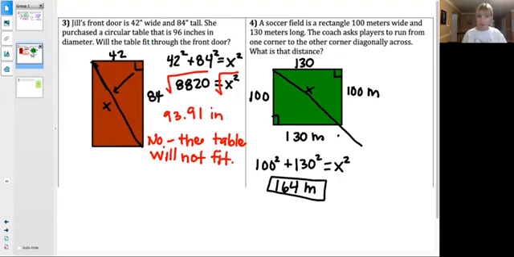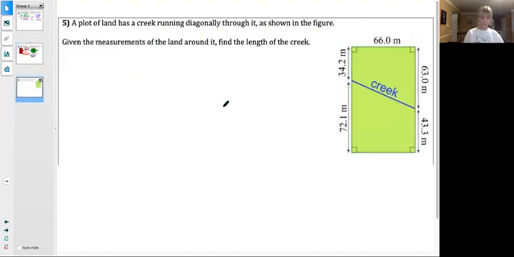Okay, one last question to show you how we use the Pythagorean theorem. And I do see some right angles in this picture, and I see some different things. Let's read this and see what this is about. A plot of land, so that's the green part in my picture, has a creek running diagonally through it, as shown in the figure. So here they've got this blue creek drawn in here. This green stuff is a rectangular plot of land. I can tell it's a rectangle because it has 4 right angles in it, and I have this creek running diagonally through it.